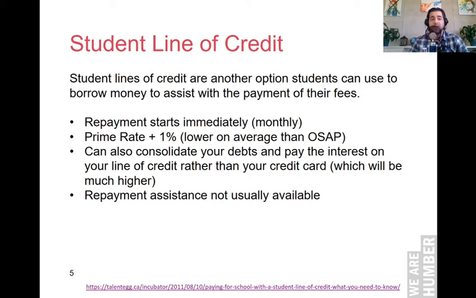However, it does have a typically lower interest rate than OSAP would, so prime rate plus 1%, and as we talked, prime rate was 2.45%, so you're looking at 3.5% roughly. It is lower on average than OSAP repayment rates. It's also nice that you can consolidate your debts into your line of credit and pay the interest on your line of credit rather than, say, your credit card.